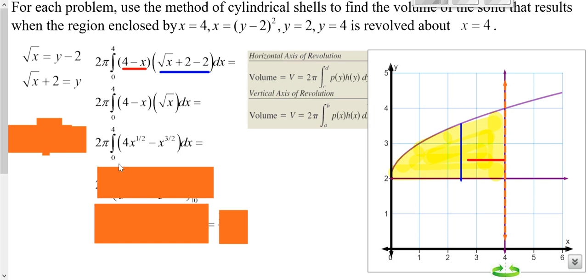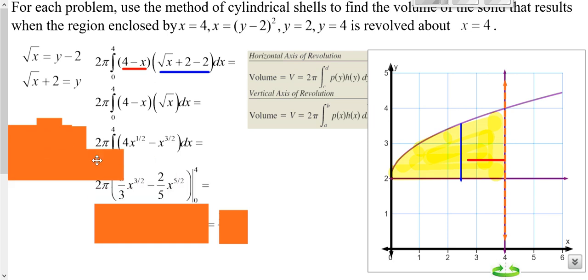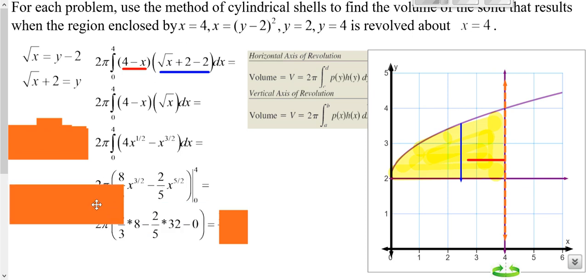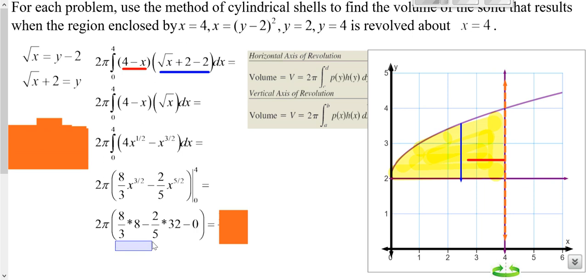Now at this point, it's pretty easy to integrate, leaving our 2 pi in front. Now all we have to do is plug in 4 minus what we get when we plug in 0. And I would probably go ahead and type this into my calculator, multiply it by 2, fractionize it, and put a pi by it. And we would get this.